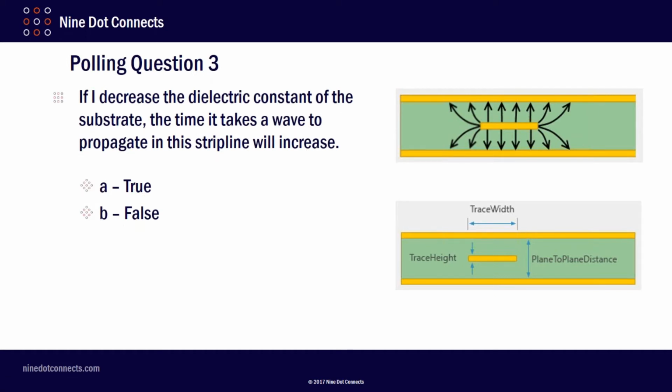So polling question number 3. All right, so we said 33% of you all said true and 67% said false. Congratulations to the majority. You got that right. So again, the speed is going to be inversely proportional to the dielectric constant. So if I decrease the dielectric constant, then I'm going to be increasing the speed.